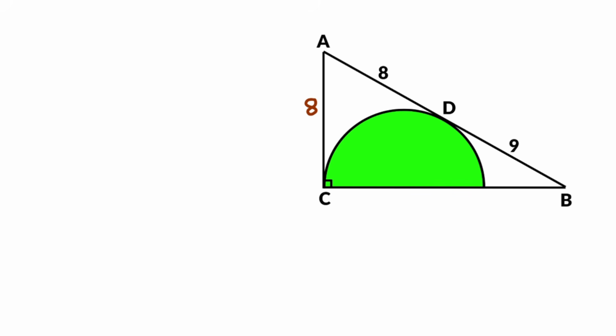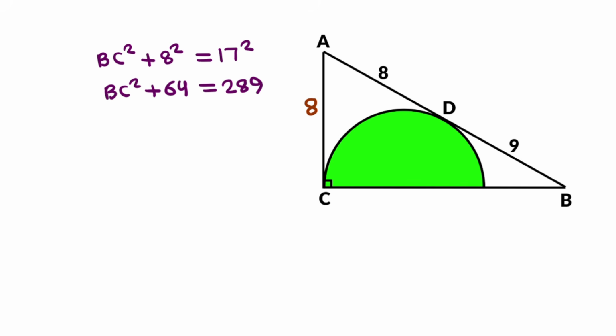Now look at the large right triangle. We know AC equals 8, and the hypotenuse AB equals 8 plus 9, which is 17. So let's use the Pythagorean theorem to find the base BC. BC squared plus 8 squared equals 17 squared. So BC squared plus 64 equals 289. Subtract 64 from both sides, BC squared equals 225. Take the square root, and we get BC equals 15.